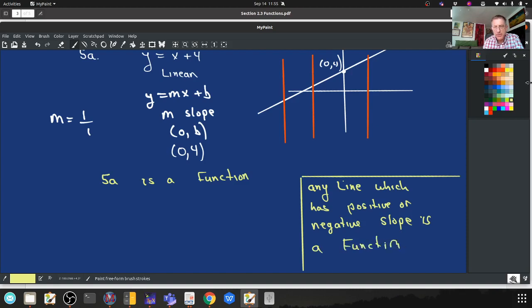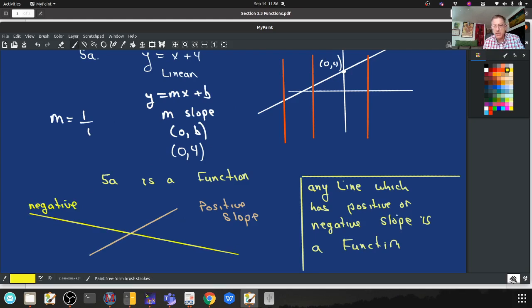And remember, if the line slopes up this way, this is positive slope, because you're going uphill if you're an ant walking from left to right. On the other hand, if it goes downhill, then that is negative slope. So any line which has positive or negative slope is a function. You can take that as a theorem. I'm not going to prove it for you, but that's a theorem.